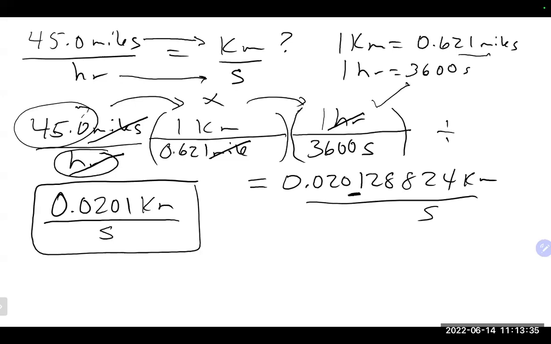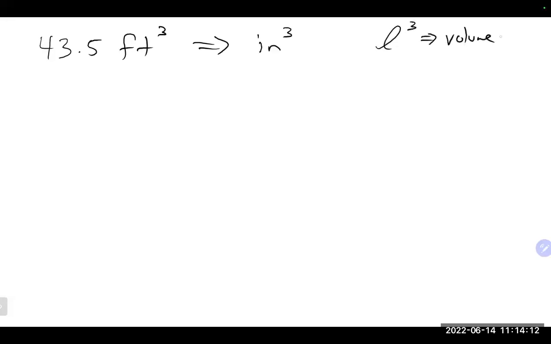All right. Now, another type of conversion that sometimes people screw up on is one like this. If I had 43.5 cubic feet, and I want to know how many cubic inches that is. When you have a length measurement that is cubed, as we just talked about with cubic centimeters, it is actually a volume. So we're looking at volumes here, not lengths. Whenever you take a length measurement and cube it, it is a volume that you're dealing with.